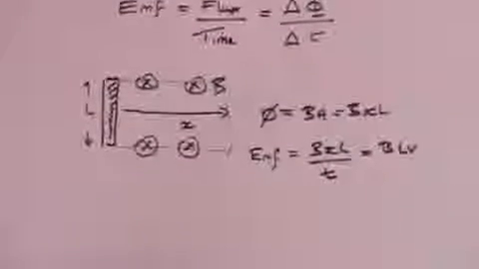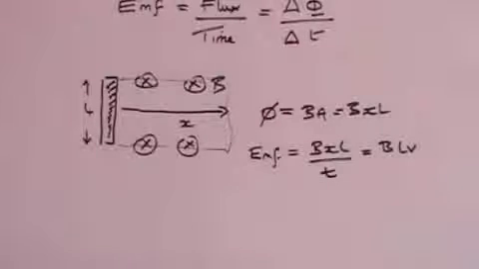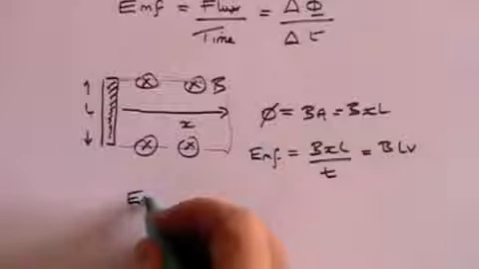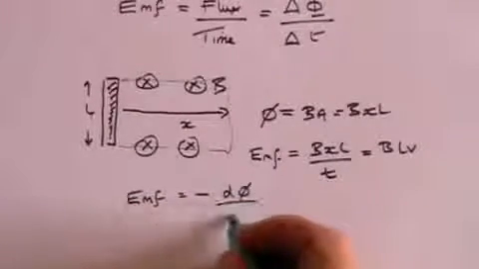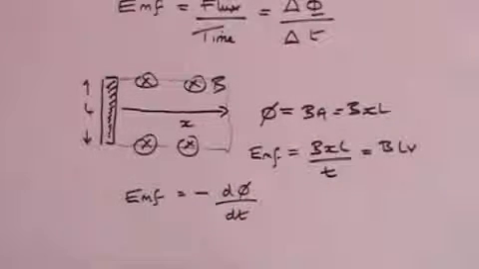And now we come to a very important law, Lenz's law. Lenz said that wherever you have an induced EMF, that EMF will always oppose the change that caused it. And so he said that the EMF is equal to minus dΦ by dt. The minus sign shows that the EMF is opposing the change. And anything which opposes change is a resistance.